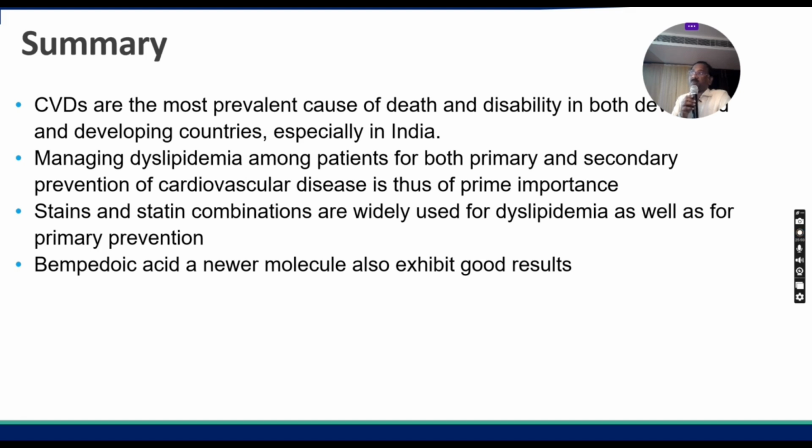For primary prevention, your goal is around 70, whereas for secondary prevention, your goal is less than 50. Statins and statin combinations are widely used for dyslipidemias. Bempedoic acid is a new molecule and also exhibits good results. It can be combined with the statins also.